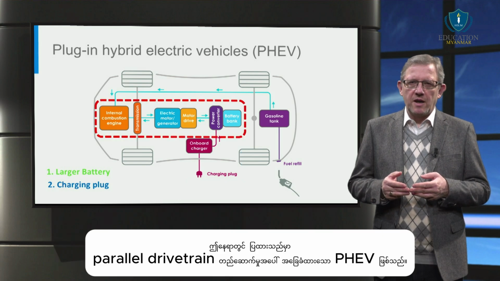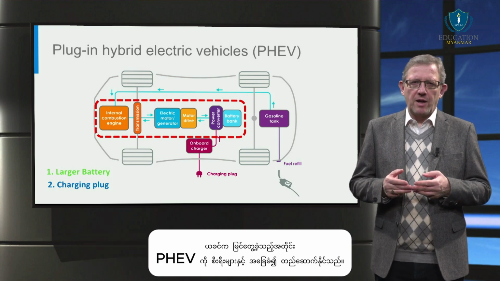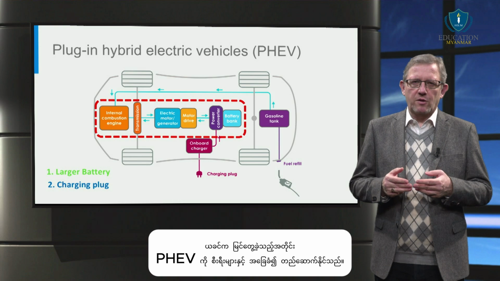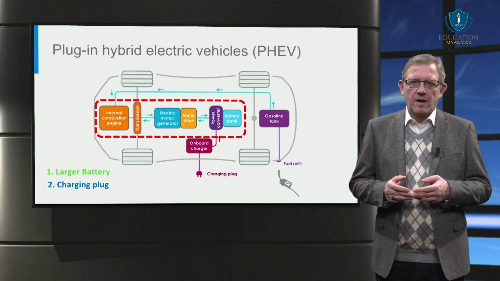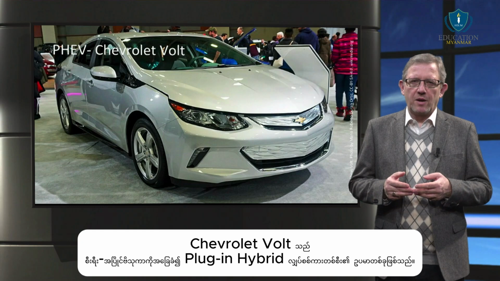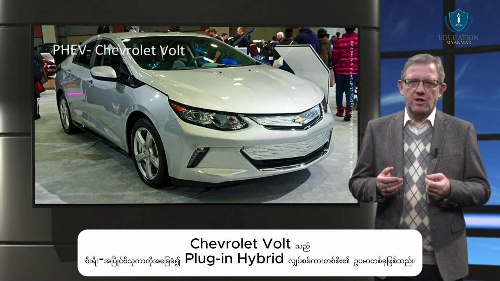What is shown here is a plug-in hybrid electric vehicle based on parallel drivetrain architecture. Similar to what has been seen before, a plug-in hybrid electric vehicle can be built based on series and series parallel architectures as well. The Chevrolet Volt is an example of a plug-in hybrid electric vehicle based on a series parallel architecture.